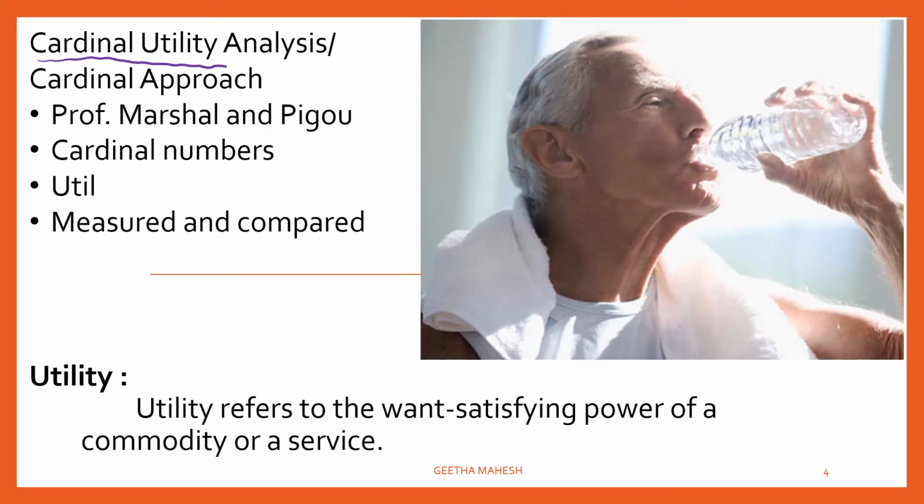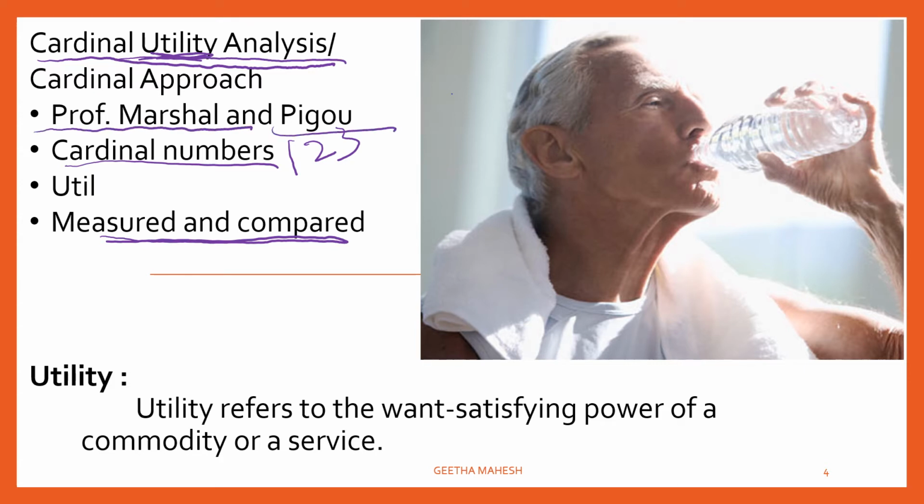What do you mean by Cardinal utility analysis? When utility is measured and compared in terms of cardinal numbers like 1, 2, 3 and so on, then it is called Cardinal utility analysis. It was given by Alfred Marshall and A.C. Pigou. The utility is expressed in terms of utils.